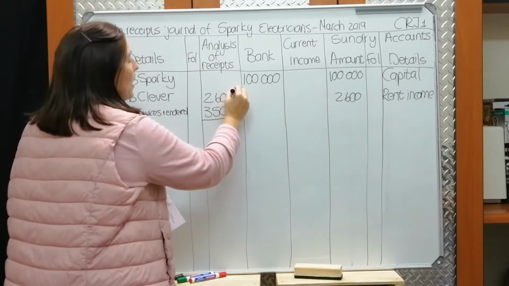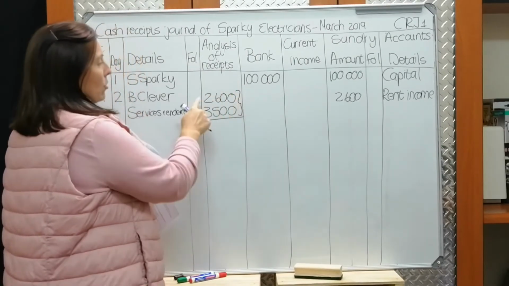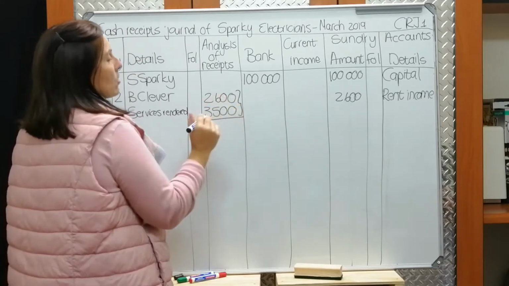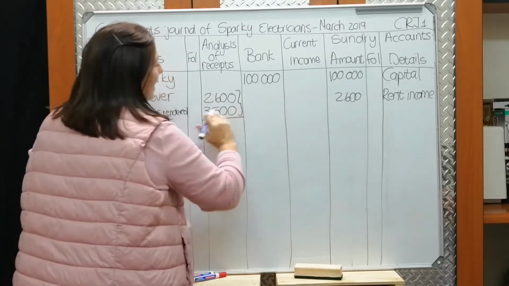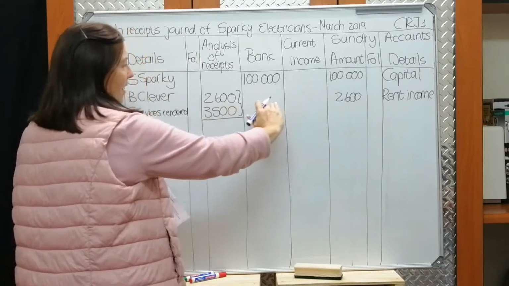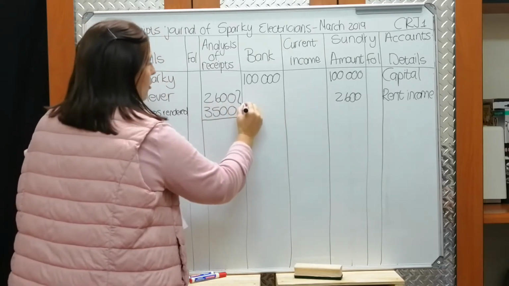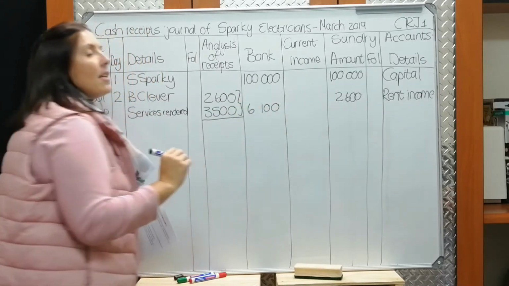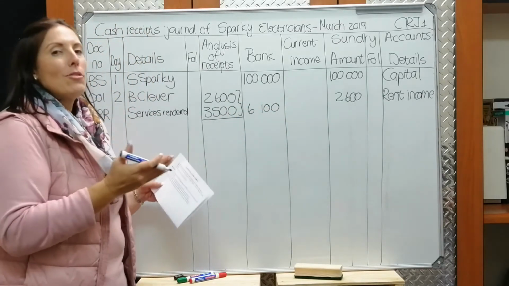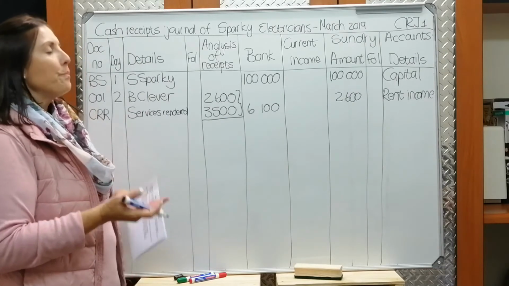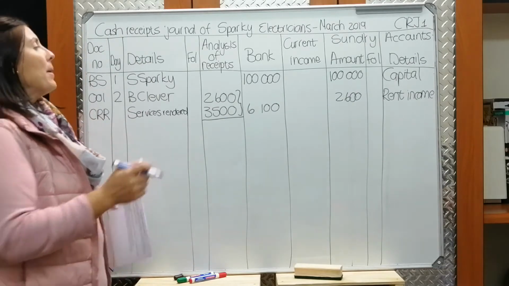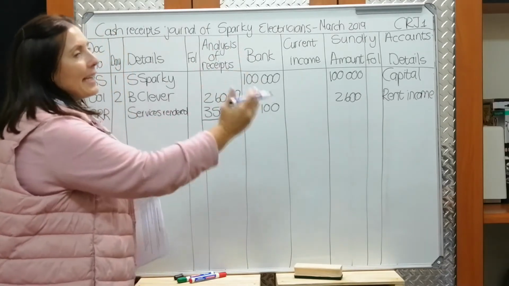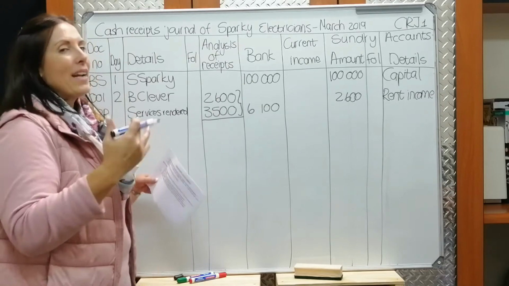Now what do we do? We add these two amounts, 2,600 plus 3,500. That gives me 6,100. And we write it on the last line of that day's transactions. So we will write over here 6,100. So that is what we deposited into the business's bank account for that day. Good. But now we mustn't forget about this 3,500. We haven't taken it to the other column or another account.